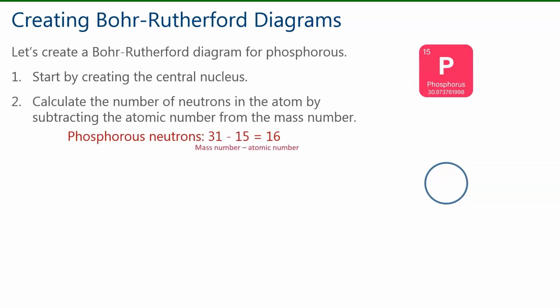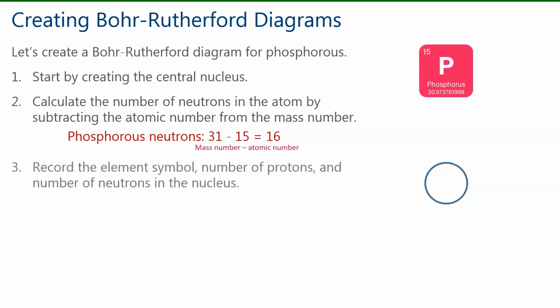So remember, to get the mass number, we take the atomic mass, 30.973761998, and round it to the nearest whole number, which would be 31. And then we subtract the atomic number, which is the whole number in the corner. So we have 31 minus 15 gives us 16 neutrons in phosphorus. Now we're going to record the element symbol, the number of protons, and number of neutrons in the nucleus.